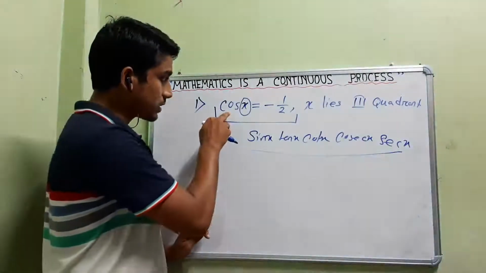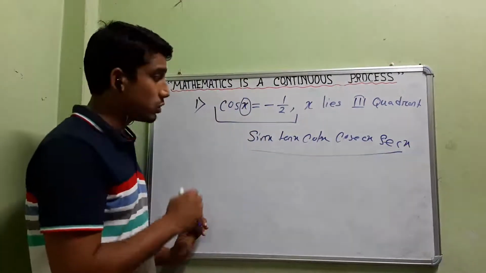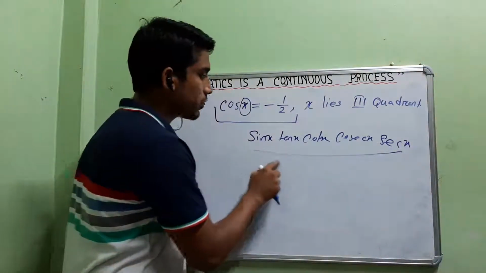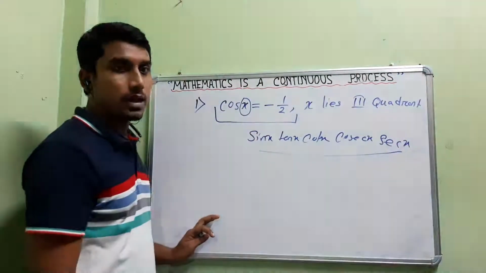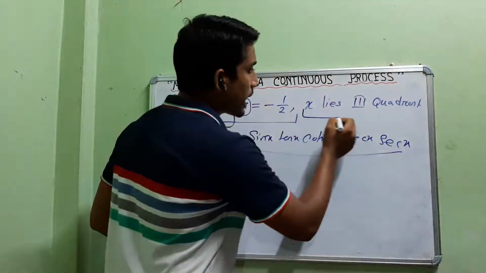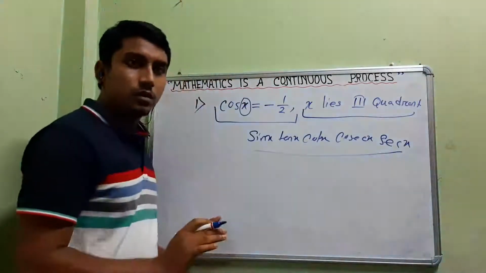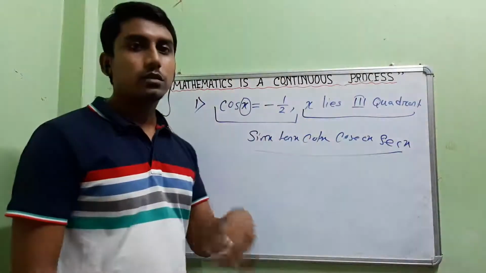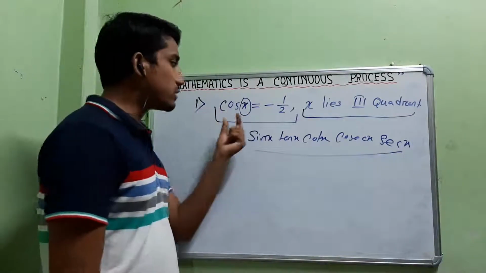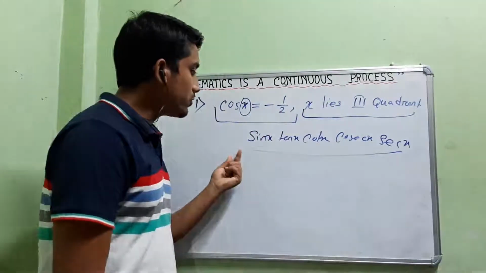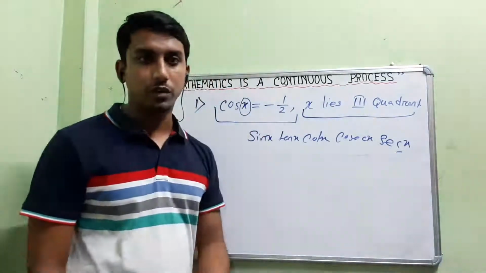Given information is cos x equal to minus half. So other than cos x, we are supposed to find the rest of the trigonometric functions for the same angle x. Another condition given, x lies in the third quadrant. So if x is lying in the third quadrant and cos x equal to minus half, what are the values of these remaining 5 trigonometric functions?